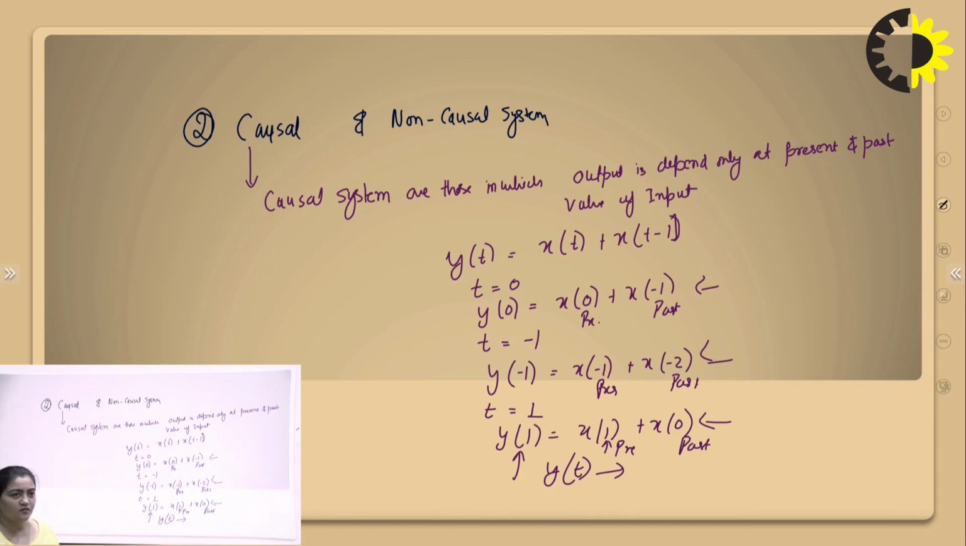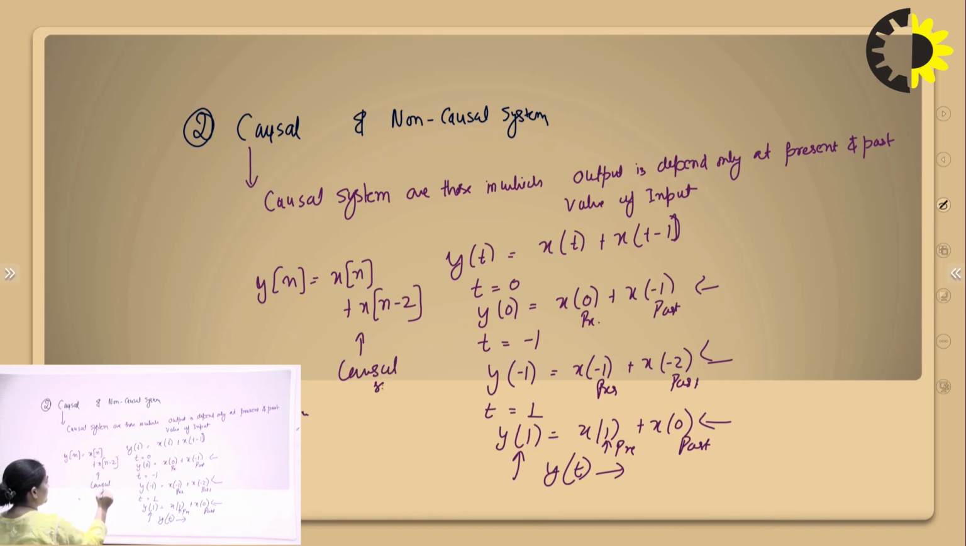So this is what we have as a causal system. Similarly, for discrete time also, if y of n is equal to x of n plus x of n minus 2, then this is also a causal discrete time system. Okay, so this is what we have as a causal system.